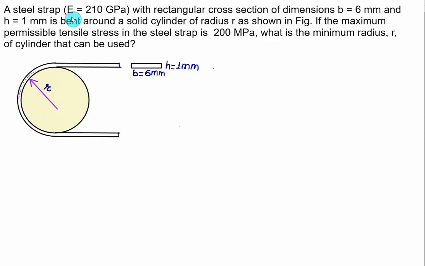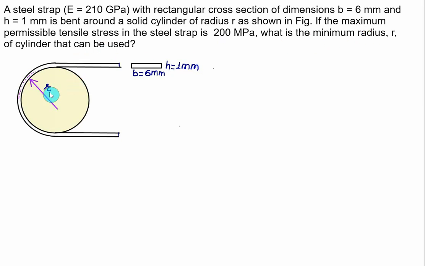A steel strap having Young modulus equal to 210 gigapascal with a rectangular cross section of width equal to 6 mm, height equal to 1 mm, is bent around a solid cylinder of radius equal to r. The maximum permissible tensile stress in the steel strap is given as 200 megapascal. What is the minimum radius r of the cylinder that can be used?